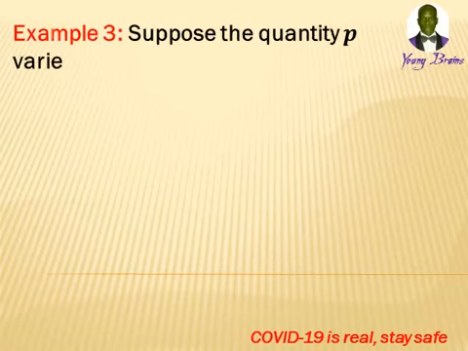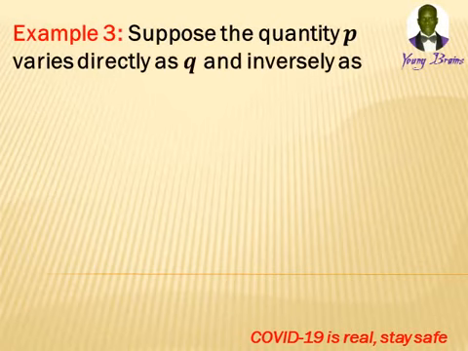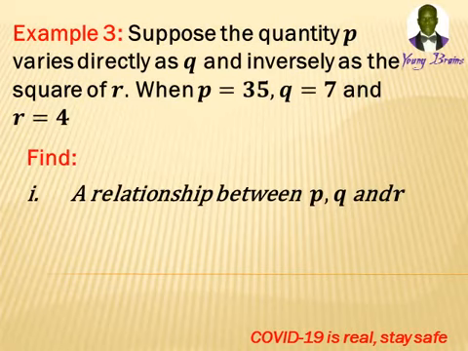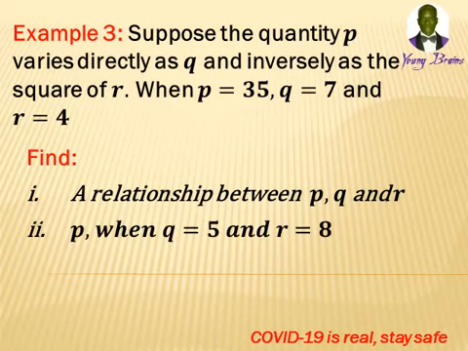Example 3. Suppose the quantity p varies directly as q and inversely as the square of r. When p equals 35, q equals 7, and r equals 4. Find 1. The relationship between p, q, and r. 2. Find p when q equals 5 and r equals 8. Solution.